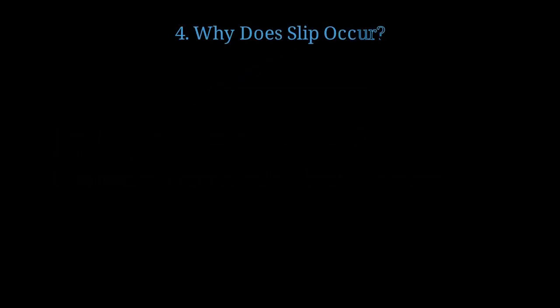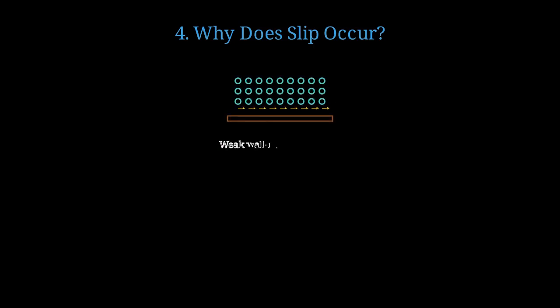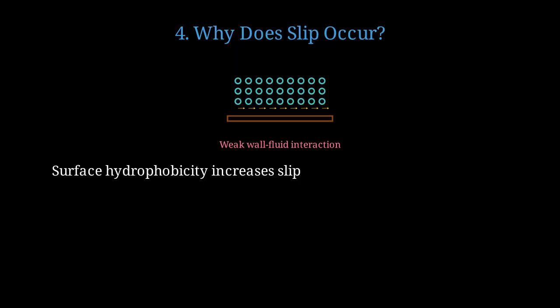Now let's understand the physical mechanisms behind this slip phenomenon. At the molecular level, slip occurs because the interaction between fluid molecules and the wall is weaker than the interaction between fluid molecules themselves. Hydrophobic surfaces, which repel water, show much larger slip lengths. The water molecules prefer to interact with each other rather than stick to the surface.